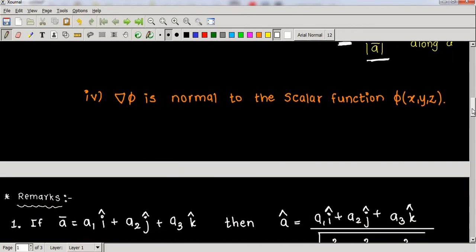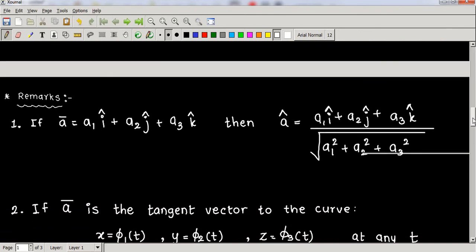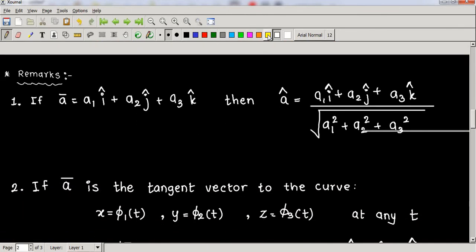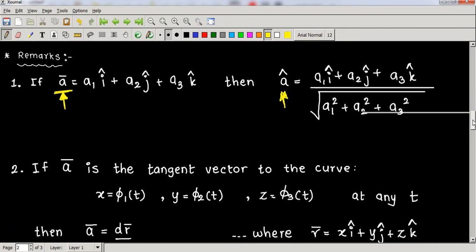Now, while solving examples on directional derivative, there are different ways in which the vector a bar is given. In the direction of a bar, we have to evaluate the directional derivative. Suppose a bar is given in the standard form, then we evaluate a cap, and the required value of the directional derivative is obtained by taking the dot product of the gradient vector with a cap.